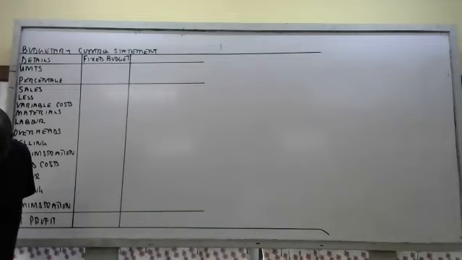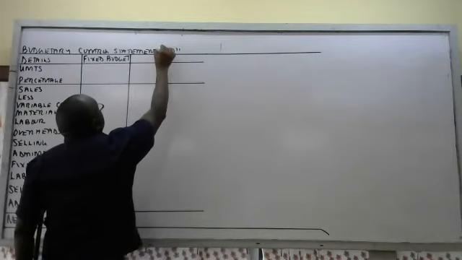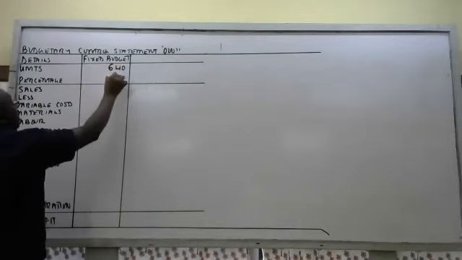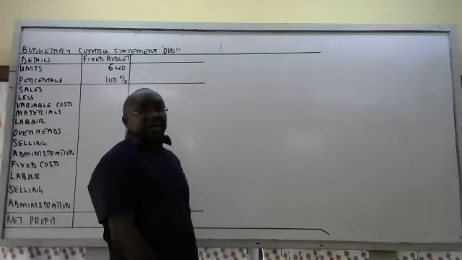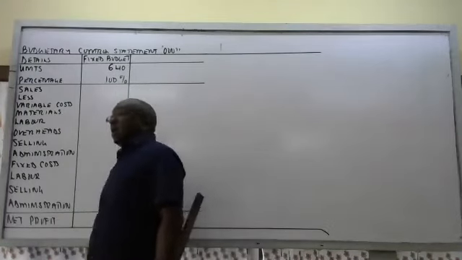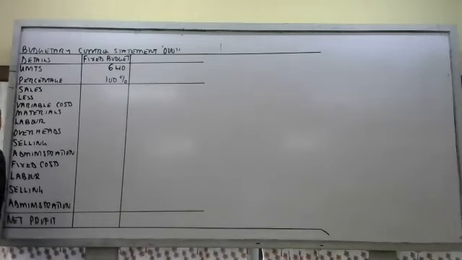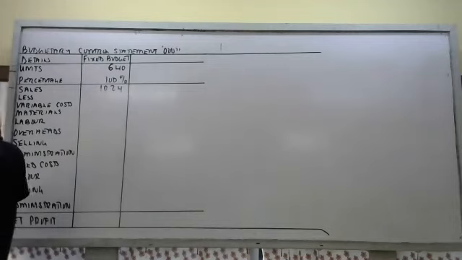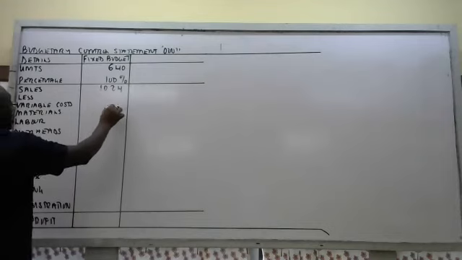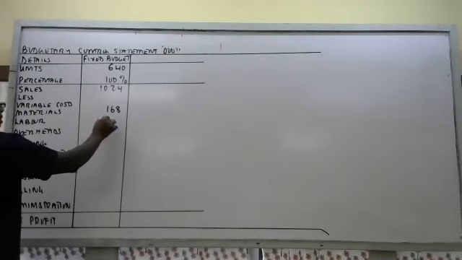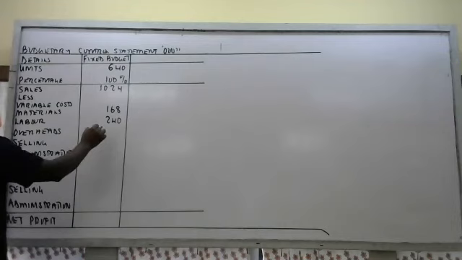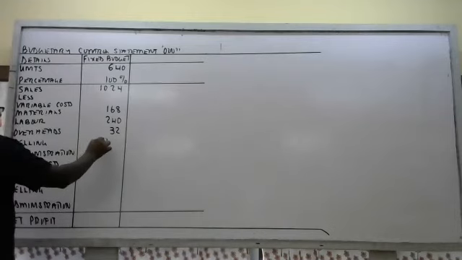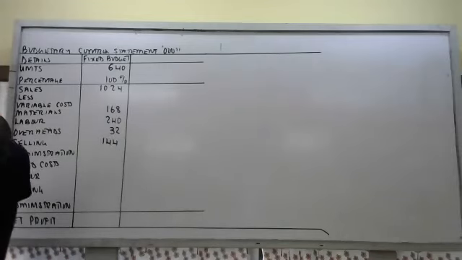The figures are in thousands. So the units are 640. And I told you for the original budget, you assign it 100%. Then we go to sales, which we are told they are 1024. Material is 168. Labor is 240. Variable overheads, 32. Selling is 144. Administration is 48.